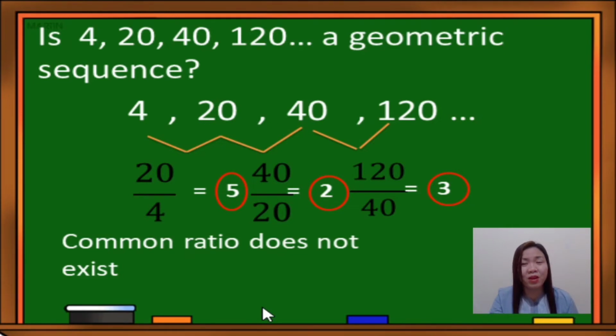So what will be our conclusion? Therefore, we can conclude that 4, 20, 40, and 120 is not a geometric sequence. Okay, is that clear? I know that all of this is already clear. Now let's proceed.